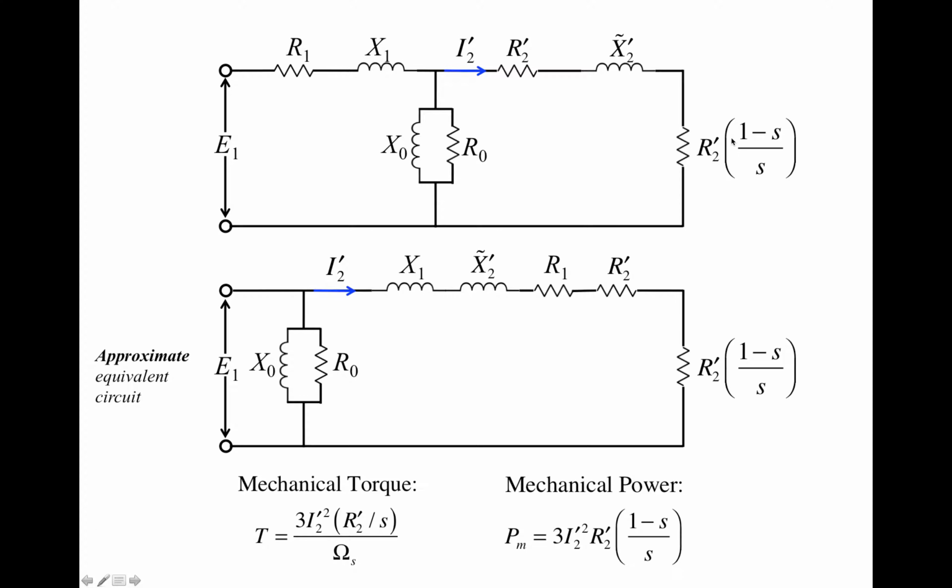And we obtained an explicit expression for the electrical representation of the mechanical power, which is Pm here, right? And it equals the current squared, I2 prime squared, multiplying the resistance R2 prime, and then this term that depends upon the slip, right? And then you have to multiply 3. Don't forget to multiply 3.